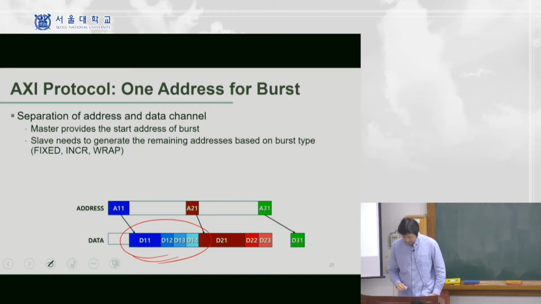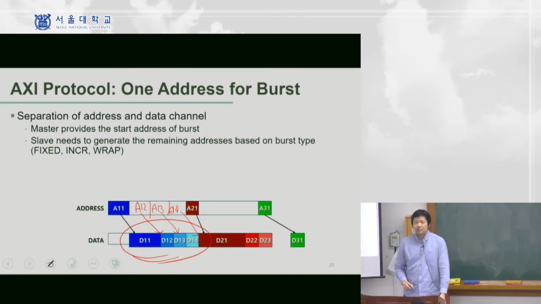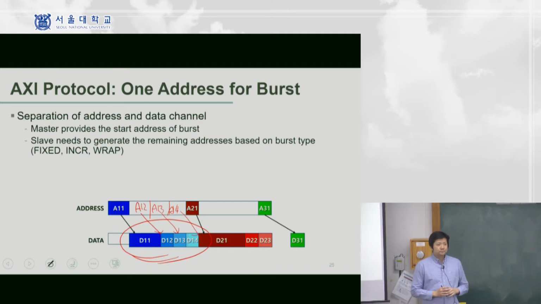D11 through D14, like the address 11 through 14. But if your protocol does not support a burst, then you actually have to put all these addresses into the bus: A11, A12, address 13, address 14, right? So this one corresponds to this data, and this one corresponds to this data, and this one to this data, if there's no burst.